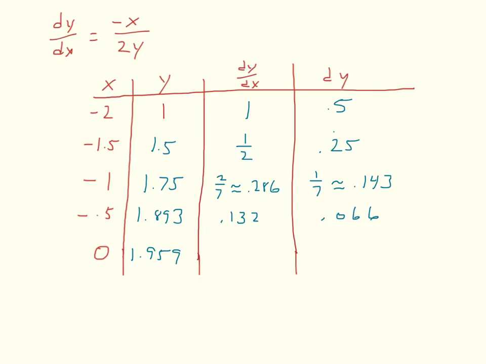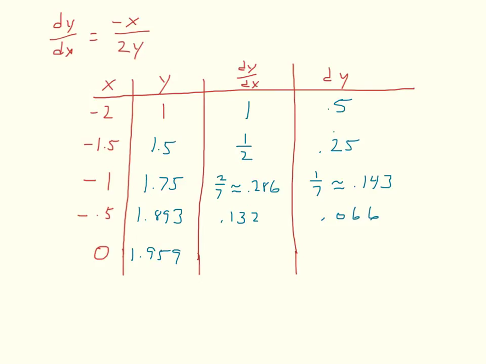But then right here we got a decimal that would extend very far, and it actually came out to be 2/7 if you were to go through and do it by hand. But the decimal, we would just round it to 0.286. And so therefore dy was 1/7, which would be approximately 0.143. And when I take 1.75 plus the 1.43, I would get 1.893.